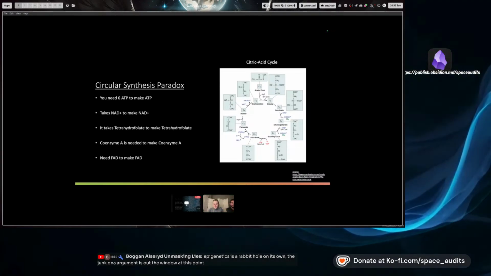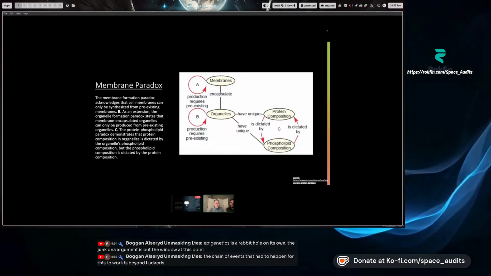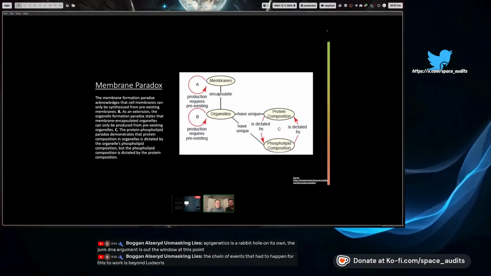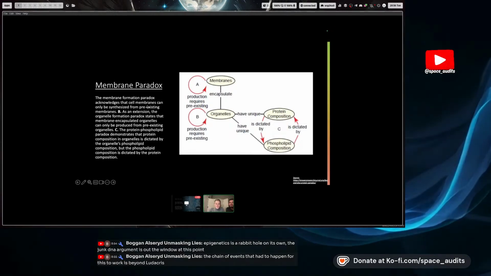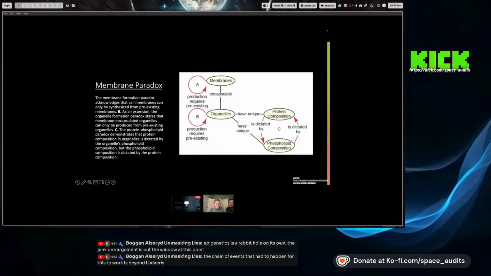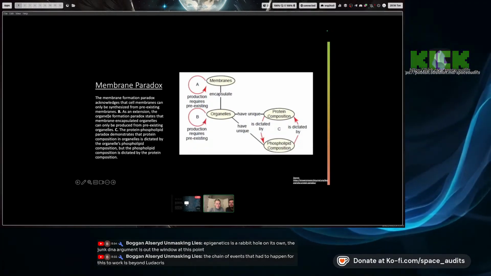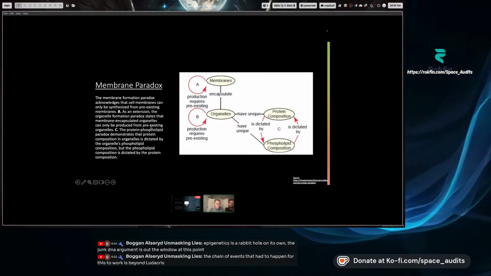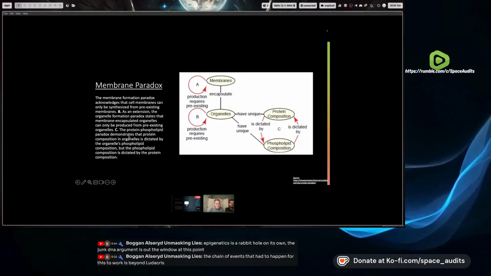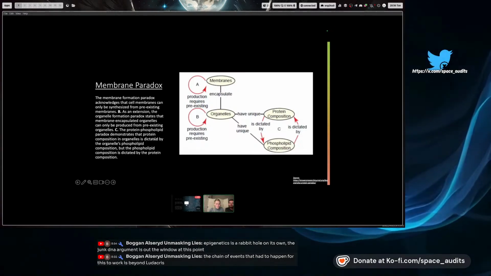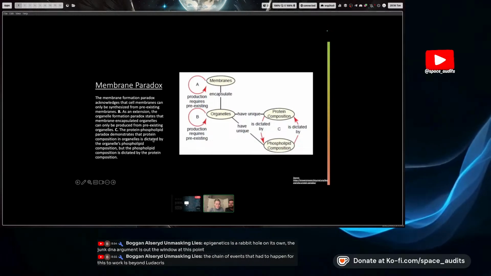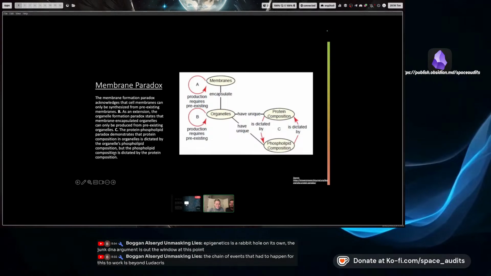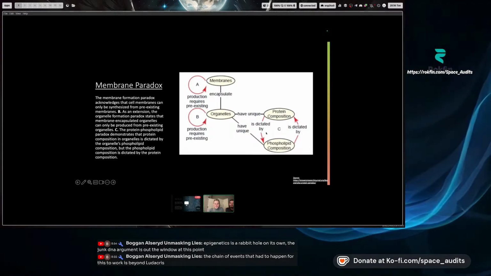So yeah. Then you also have the membrane paradox. So the membrane formation paradox acknowledges that the cell membrane can only be synthesized from pre-existing membranes. So what it's showing right here in B is, as an extension, the organelle formation paradox states that membrane and capsule organelles can only be produced from pre-existing organelles. And then C is showing the protein phospholipid paradox, which demonstrates that the protein composition in an organelle is dictated by the organelle's phospholipid composition, but the phospholipid composition is dictated by the protein composition. So it's just like constantly going in circles here.